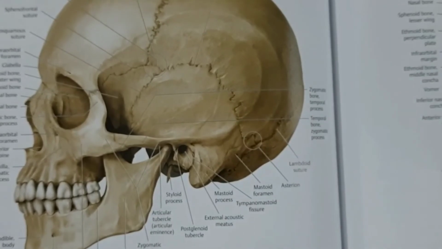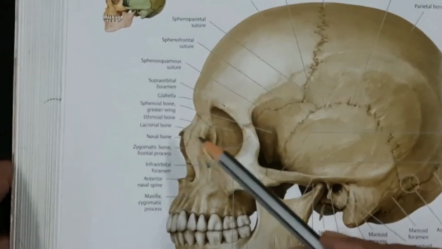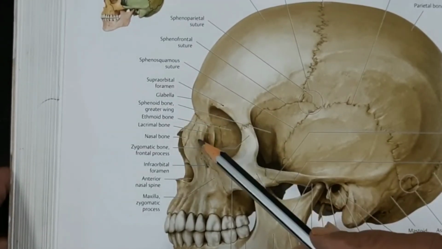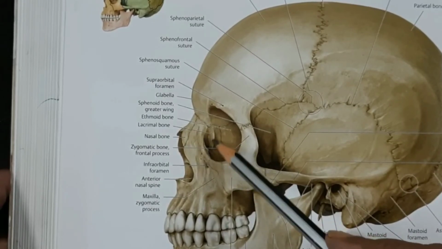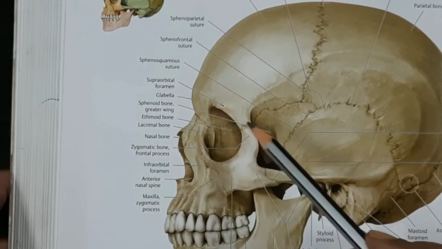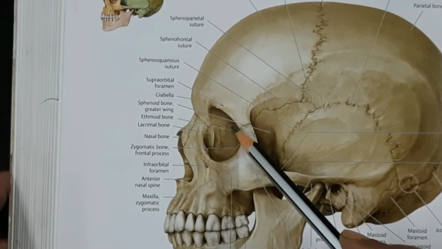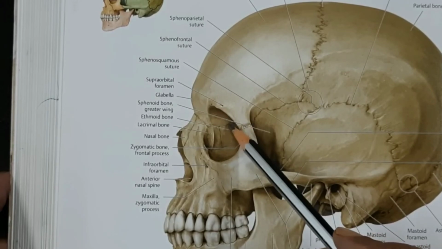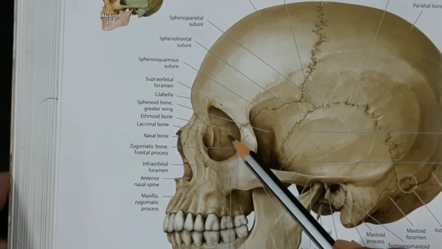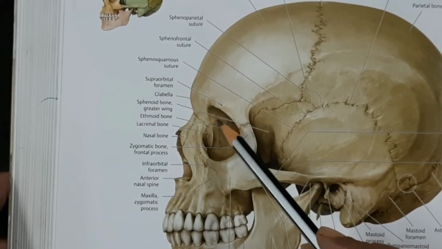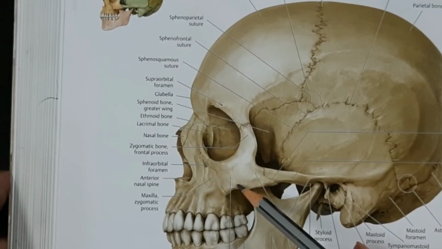You can see the medial wall of the orbit here. This bone is the frontal process of the maxilla, which forms the medial wall. This is the lacrimal bone, and this is the lacrimal groove, and then this is the orbital plate of the ethmoid, where the anterior and posterior ethmoidal foramina are seen near its upper border. So this is the medial wall of the orbit. Above this, the wall is formed by the frontal bone.